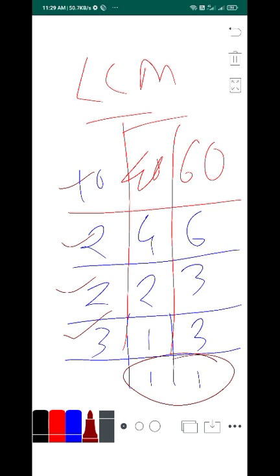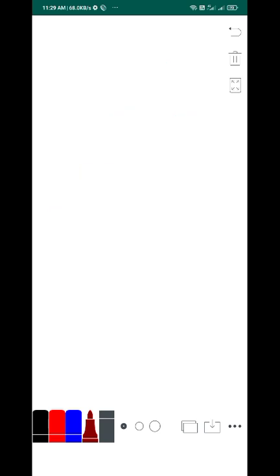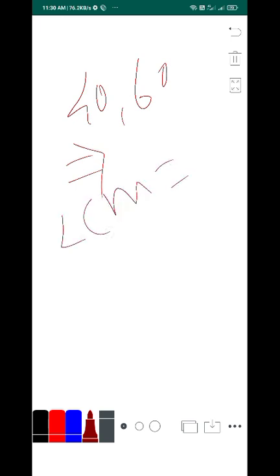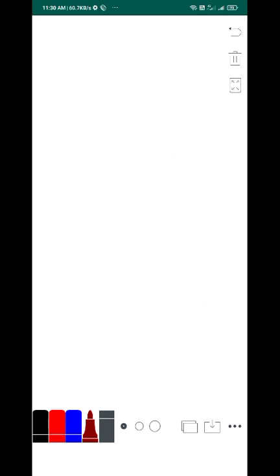So multiply all these factors. 10 1s are 10, 10 2s are 20, 20 2s are 40, and 40 3s are 120. So the LCM of 40 and 60 is 120. This is a very short method.